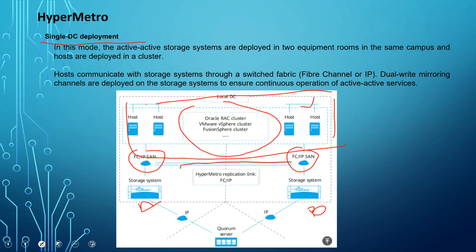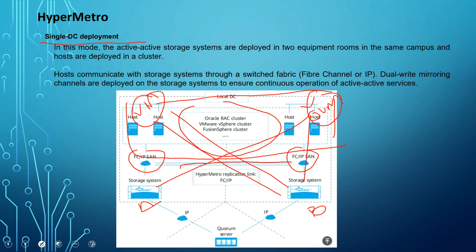For example, here is a VM, and we have a VM here as well. Both VMs can access both storages at a time. They can read and write simultaneously on both storages. We will be learning how the active-active solution works, and I will let you know how it works in the next slides.